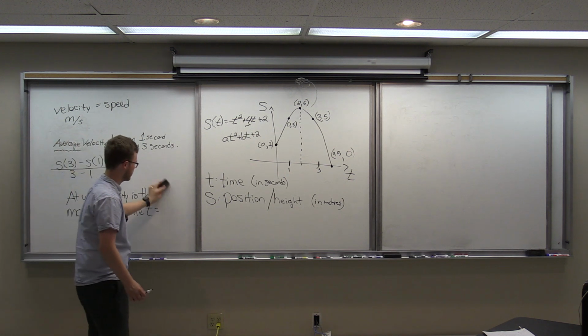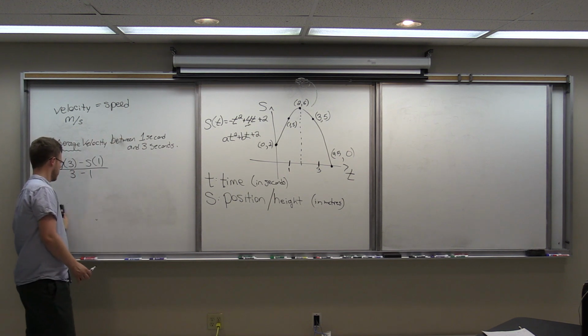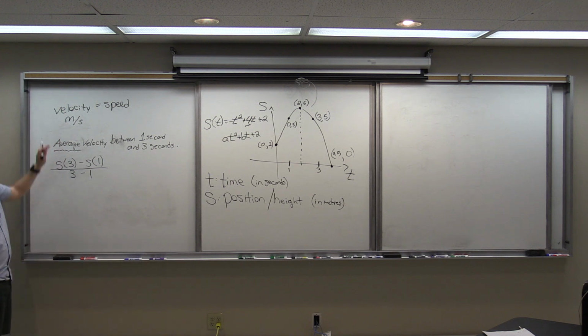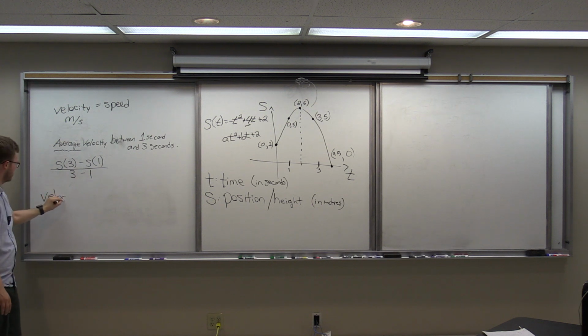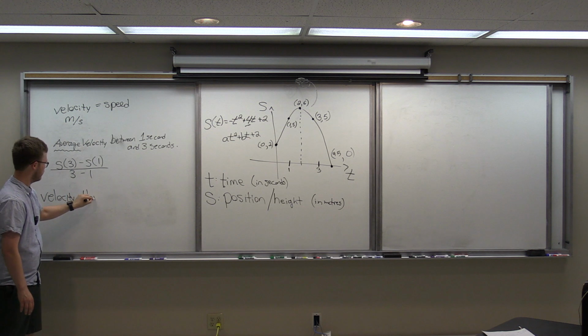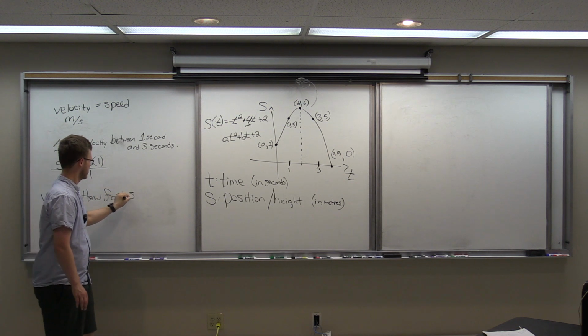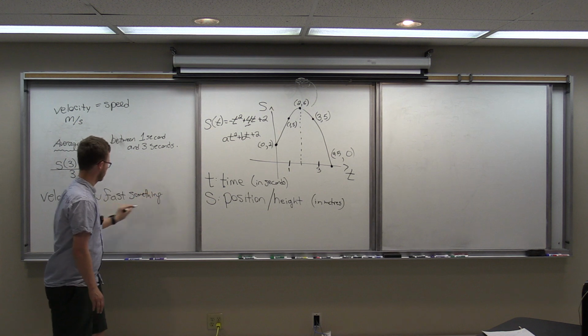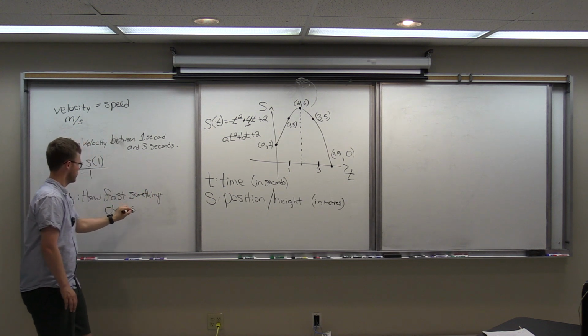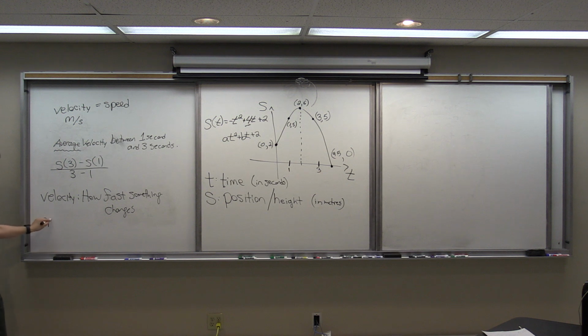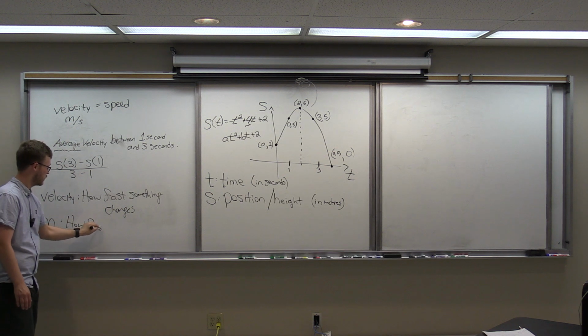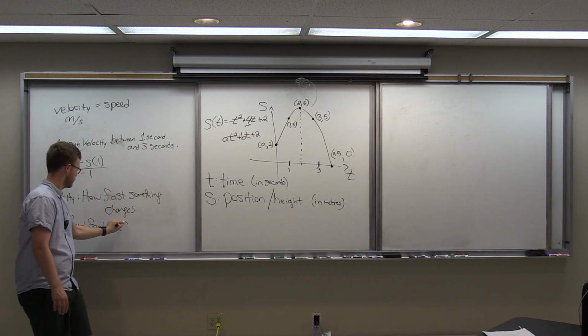Let's consider why this makes sense and what we're actually doing here. The velocity is measuring how fast something changes. Velocity: how fast something changes. Consider the slope, which we talked about before for our linear functions. It is rise over run, how steep the function actually is, how fast the function grows, or how fast the function changes.